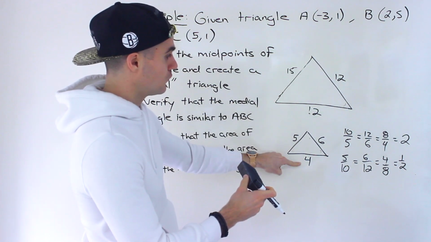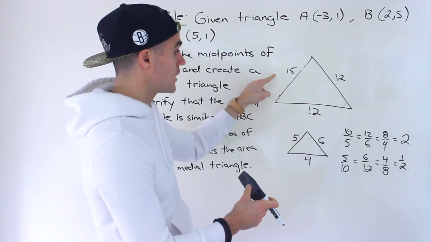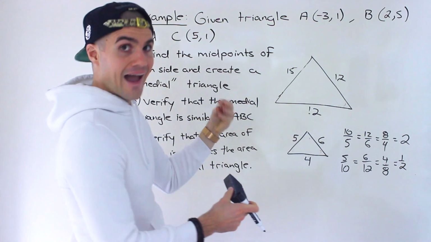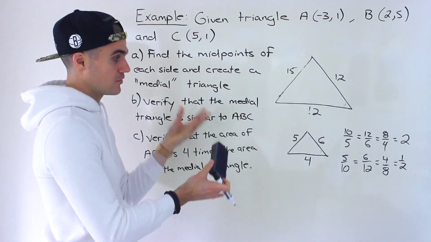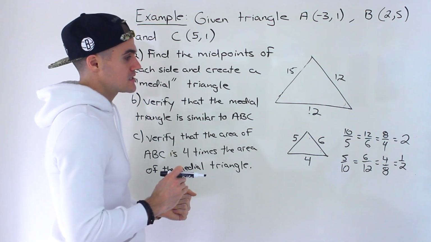15 to 5, 12 to 4, but then 12 to 6 is a ratio of 2, right? The ratio of all three sides has to be the same for the ratios that relate both triangles in order for them to be similar.